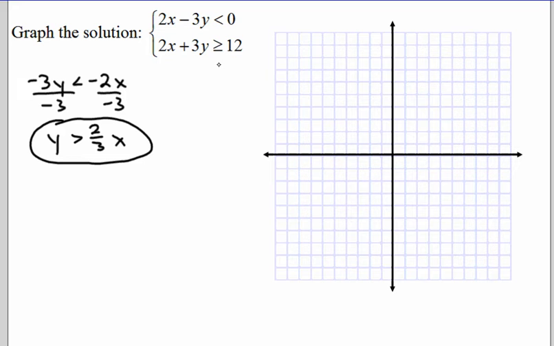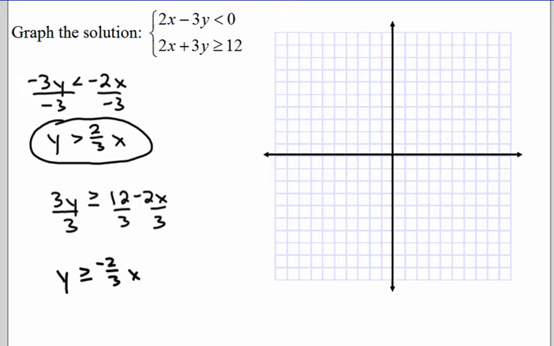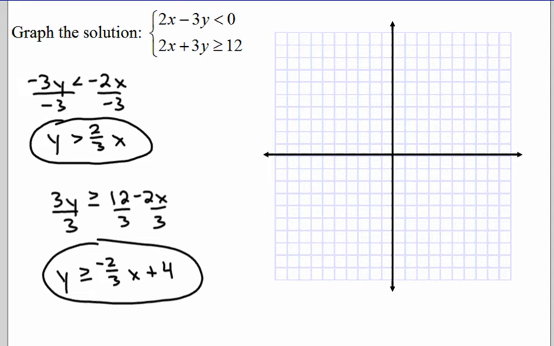This other one, I'll take the 2x over. I'll get 3y is greater than or equal to 12 minus 2x. All right. Then I'll divide everything by 3. And I'll get y is greater than or equal to, I'm going to write the -2/3 x first. Then it's plus 12 divided by 3 is 4. Okay, then I'll graph that.